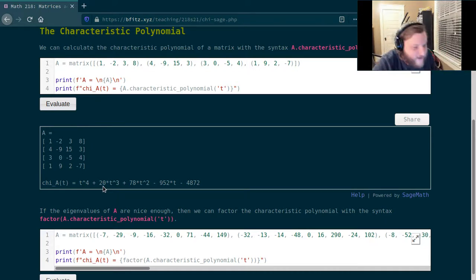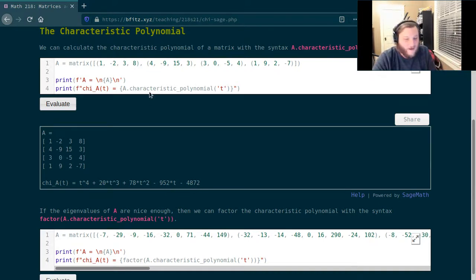And of course, we can verify that for ourselves here. 1 plus negative 9 is what? Negative 8. Plus negative 5 is negative 13. Plus negative 7 is negative 20. So that checks out. We also know that the determinant of the matrix is always negative 1 to the size of the matrix multiplied by the constant coefficient. Here, the size of the matrix is 4. Negative 1 to the 4 is plus 1. So this is telling us that the determinant of this matrix is negative 4,872.